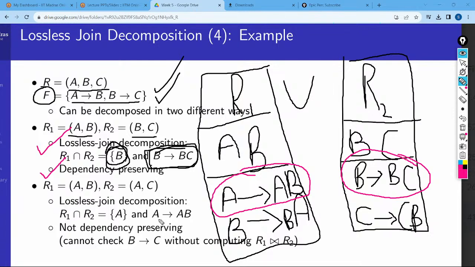However, that is not the case when we look at another example, being R1 being AB and R2 being AC. All we need to change is a bit of simple stuff. Let me remove this.